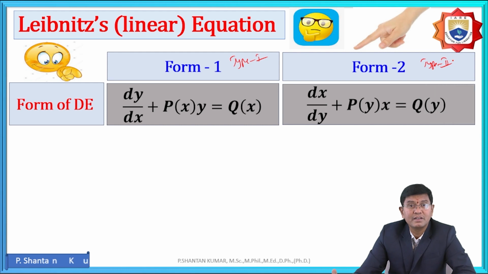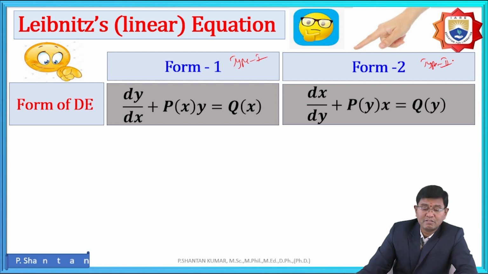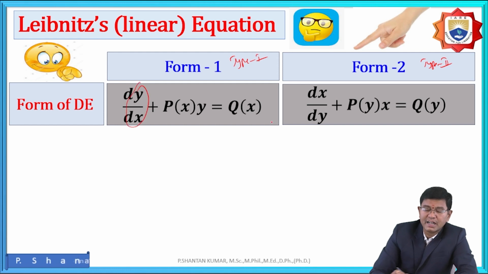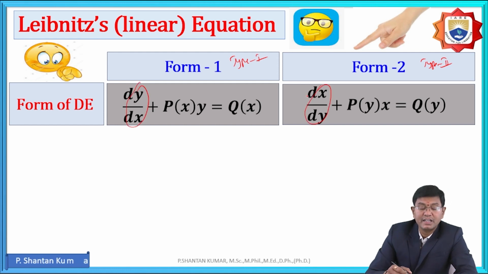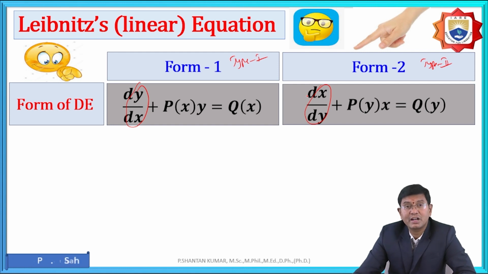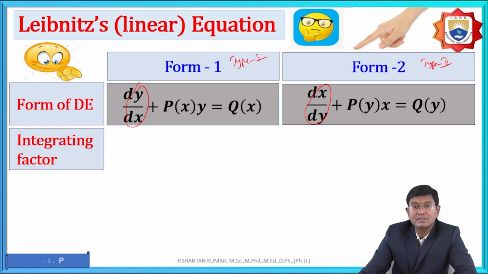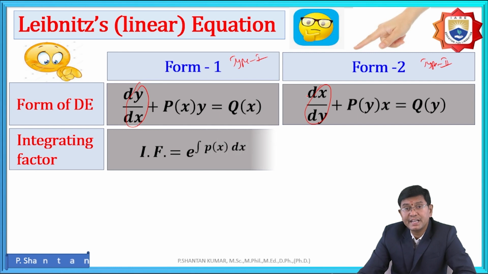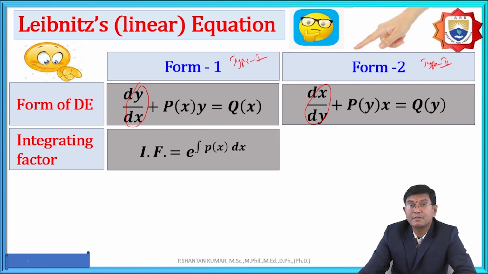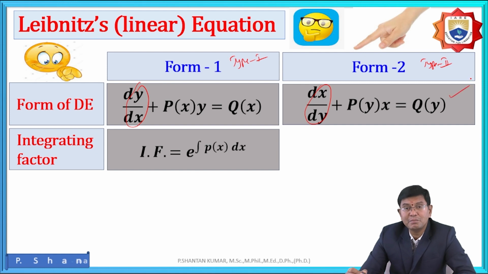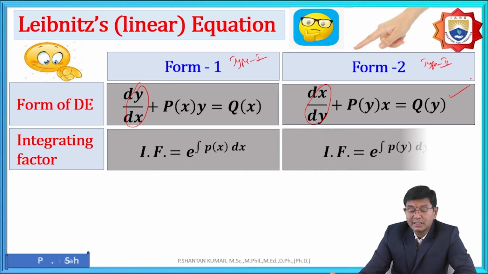And what is the other form? Same as that: dx by dy plus Px is equal to Q. While observing type 1 and type 2, one is in terms of x and the other in terms of y; in type 1 the numerator is dy, and in type 2 the numerator is dx. For type 1, the integrating factor is e power of integration P dx, with respect to dx only. In type 2, the integrating factor is e power of integration P dy, where P is a function of y.